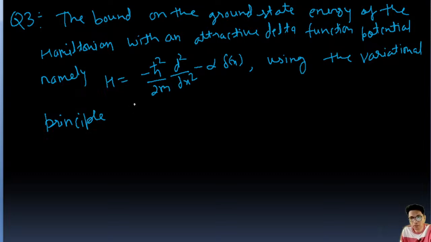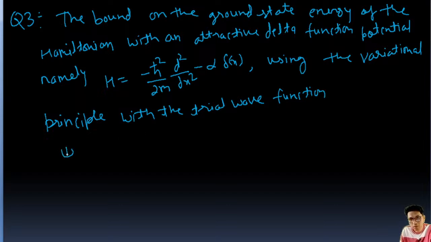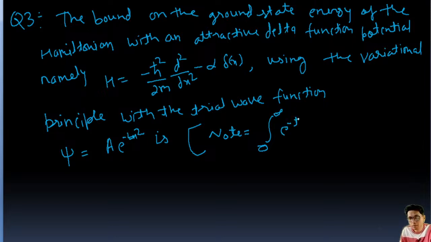using the variational principle with the trial wave function psi equal to A e to the power minus b x square is, and there is a note also given: integration 0 to infinity e to the power minus t, t to the power a dt is equal to gamma a plus 1. This is given. Okay, and options are given.